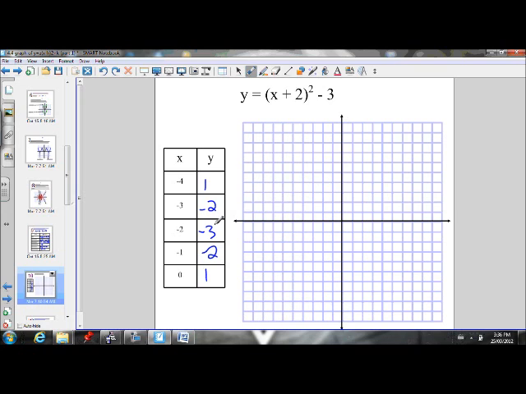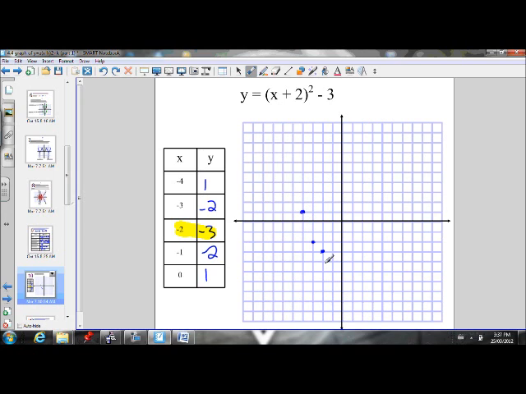You'll notice once again the y values are symmetrical on either side of the vertex. Here's the vertex, (negative 2, negative 3), and the y values are symmetrical on either side: 1, negative 2, negative 2, 1. To graph this parabola, we plot the vertex at (negative 2, negative 3). Let's go to the left this time. For the x value of negative 3, y is negative 2, and for the x value of negative 4, y is 1.